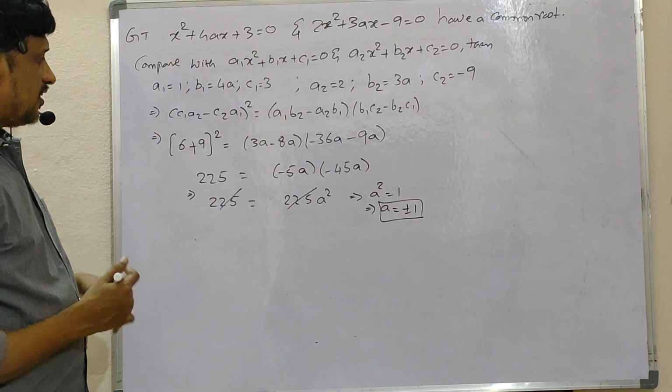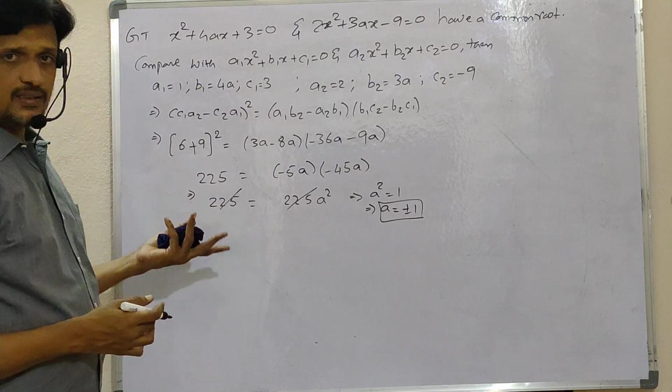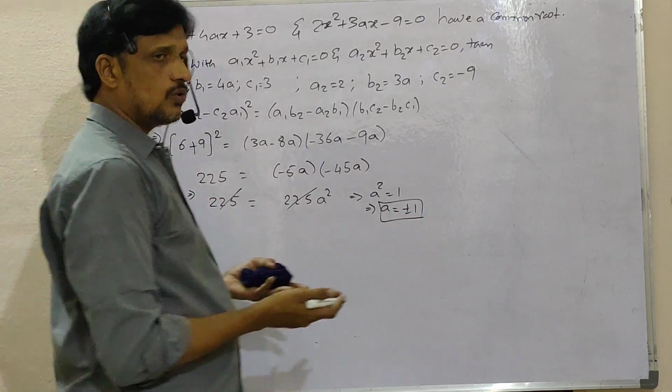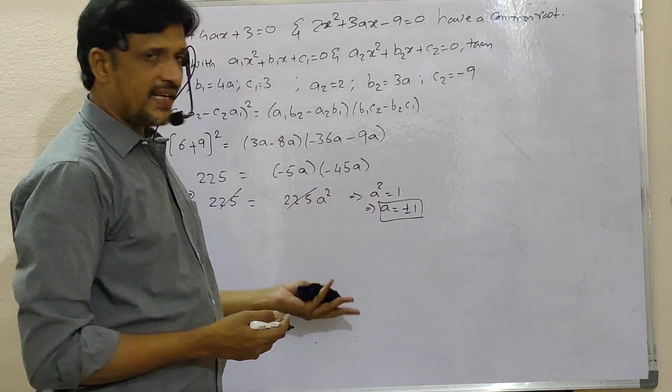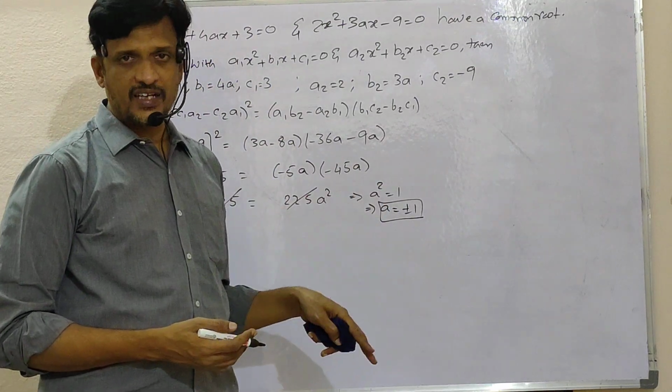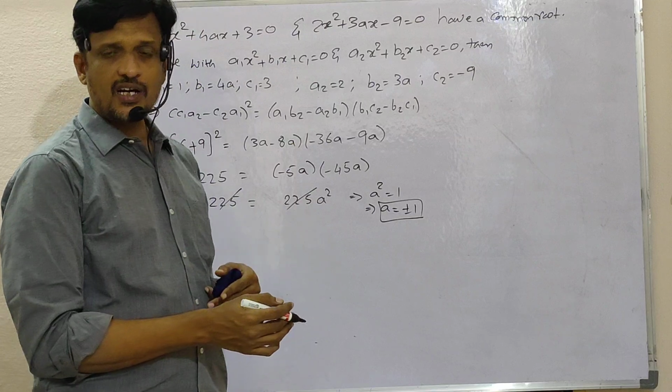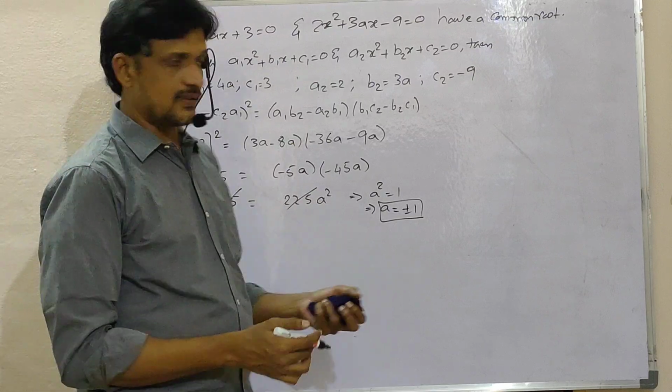Okay. Suppose you take a is equal to plus 1, then you have to solve these two for the roots, then you can write the common root. Then by taking a equal to minus 1 also you can verify. Suppose in one case you are not getting a common root, then go for the next one.